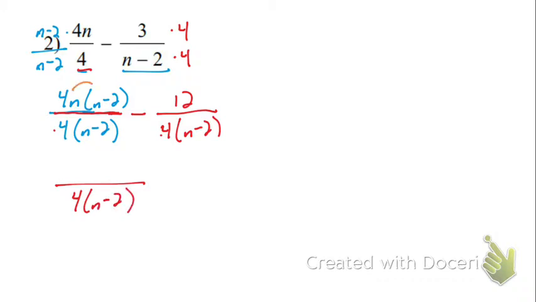Now my numerator, I'm going to go ahead and distribute this. This is 4n squared minus 8. And this is going to be minus 12. I didn't have to use parentheses because I'm just subtracting 12. That's it. So now I'm going to simplify the numerator: 4n squared minus 20. This is all over 4 parentheses n minus 2.